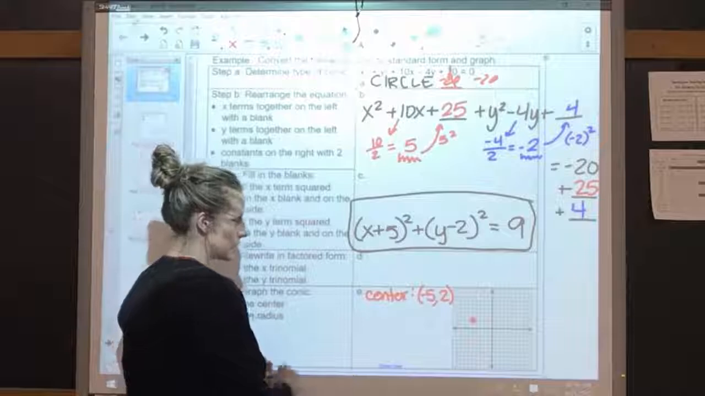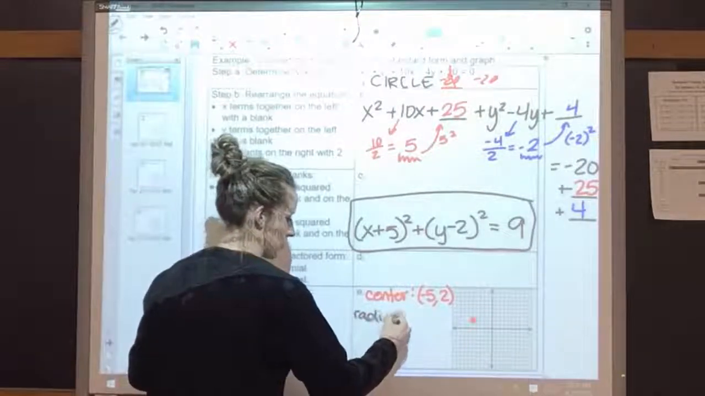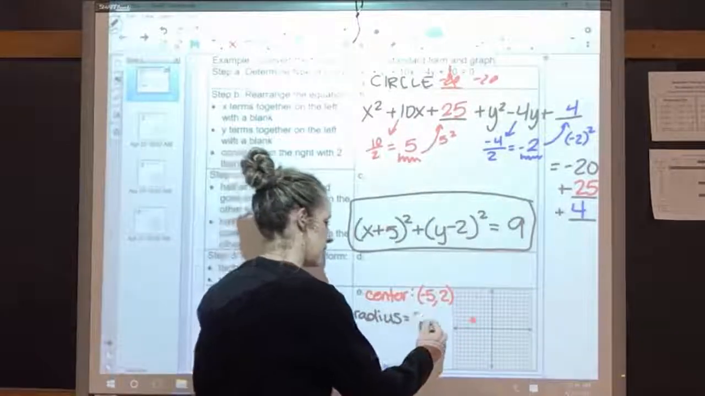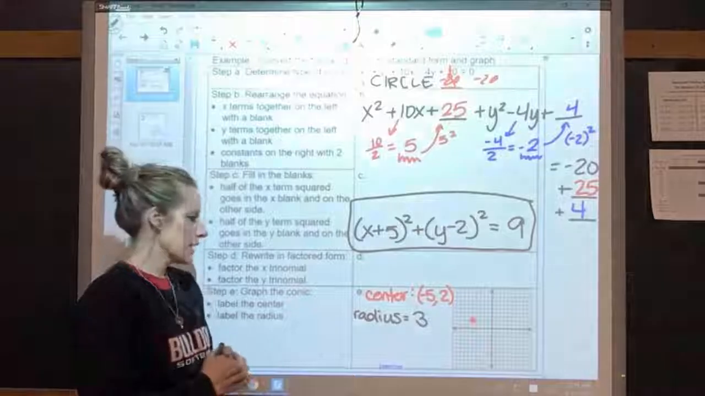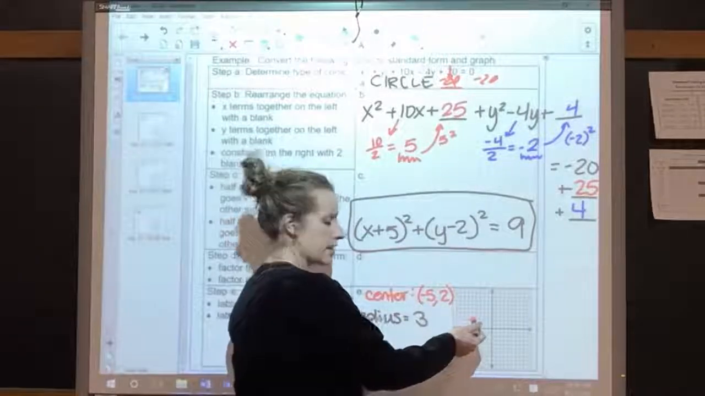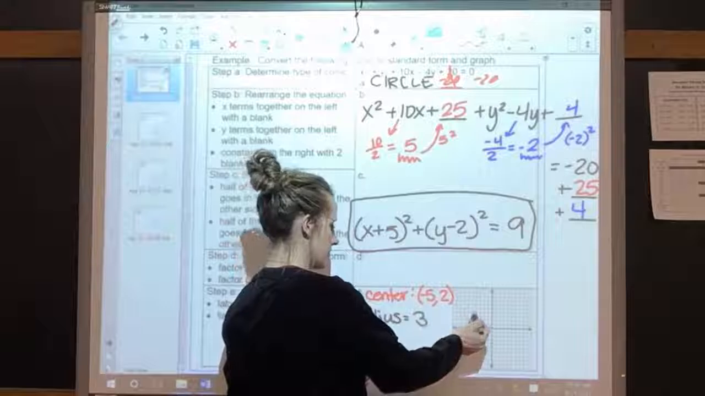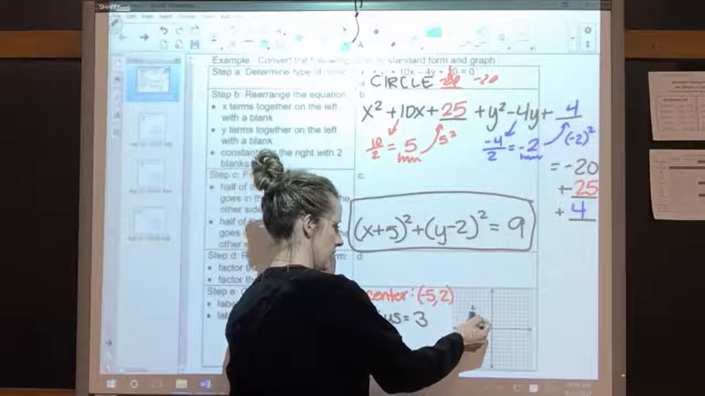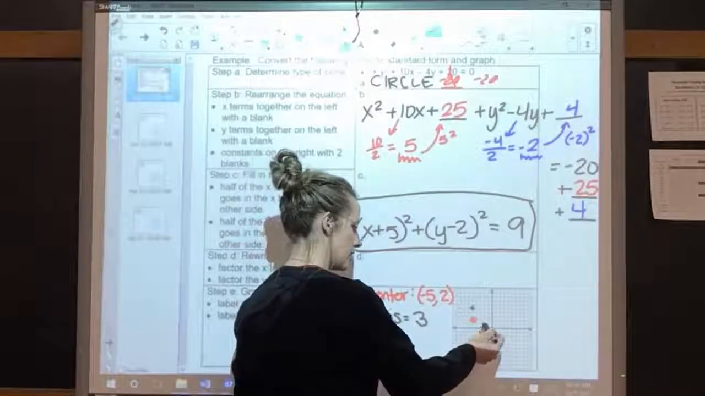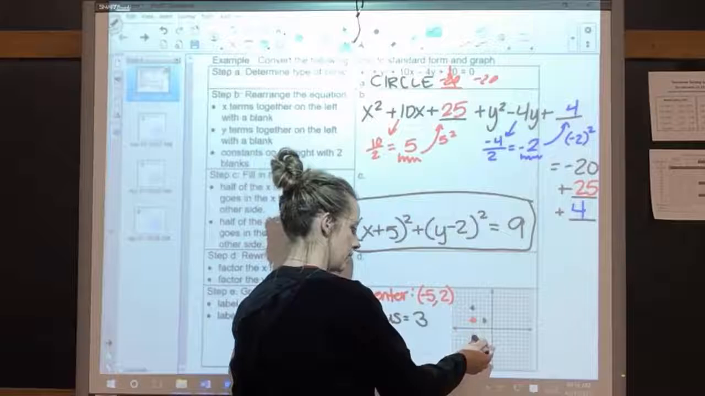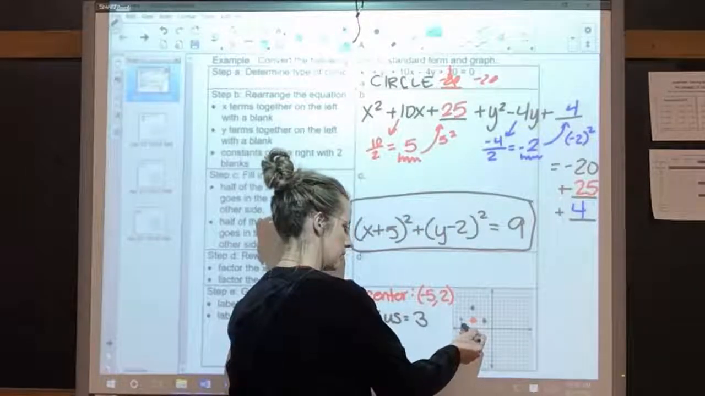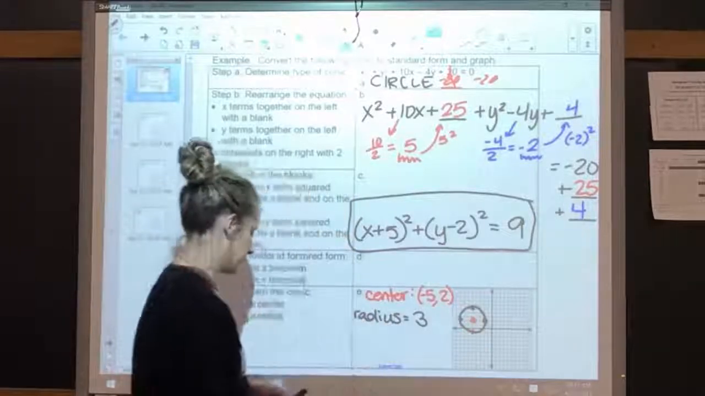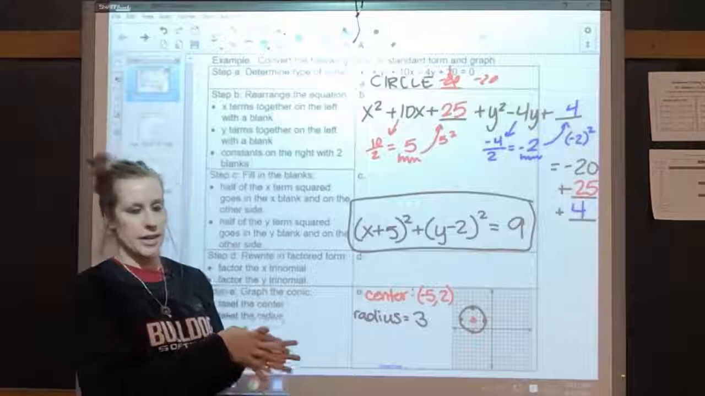All right, your radius is going to be the square root of whatever it equals. So here, the square root of 9 is 3. So our radius is 3. So whenever you draw your circle, you're going to start at the center, and you're going to go 3 up, 1, 2, 3. You're going to go 3 to the right, 3 down, and 3 to the left, and make your circle. Okay, so this is what we're doing today.